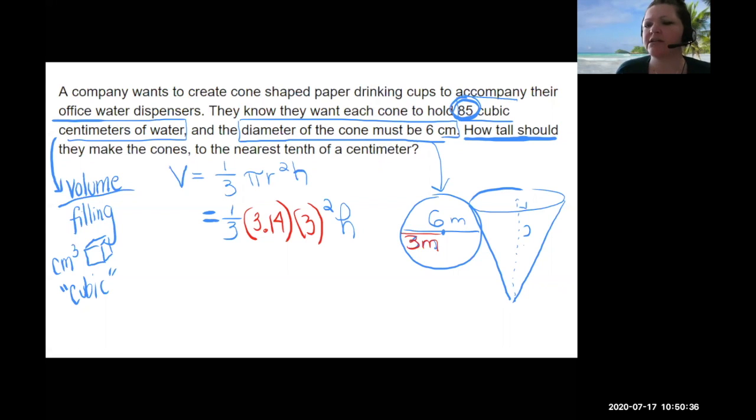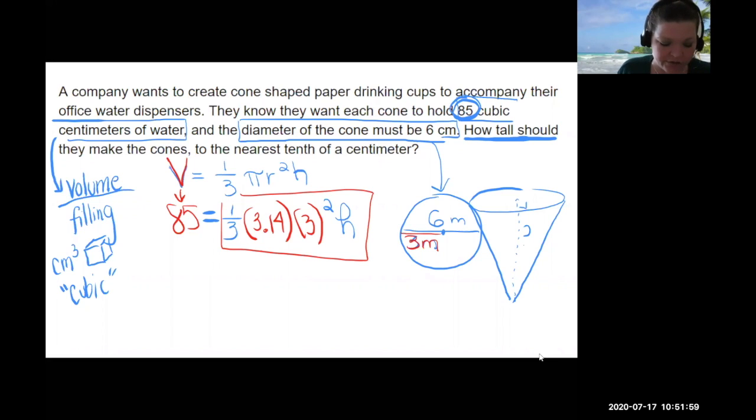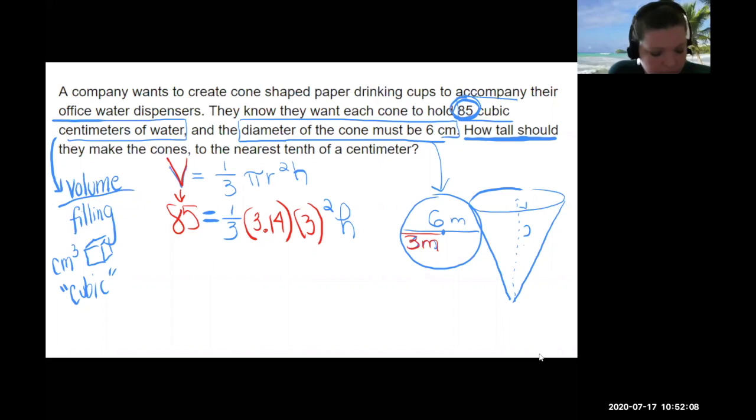So what about the left-hand side, guys? 85. Bingo. I know the volume of my cone. It says that my cone holds 85 cubic centimeters of water. That means my volume is 85. So now looking at a problem like this is a little trickier than what we had last time, because as you can see, I've got a combo of numbers and letters going on over here. So I'm going to have to use my algebra skills. Any thoughts, guys? Where shall I start? I have no idea.